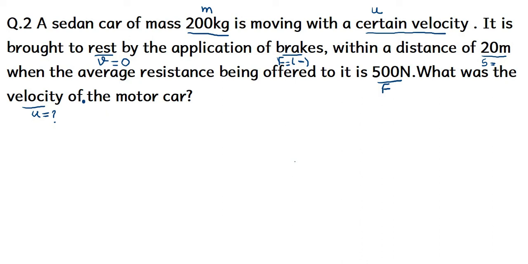What was the velocity of the motor car? That means the initial velocity by which the car was moving. That means we need to find the value of u. Okay. Now solving this, this is our motor car. The mass of car is given 200 kg. Initial velocity not known.